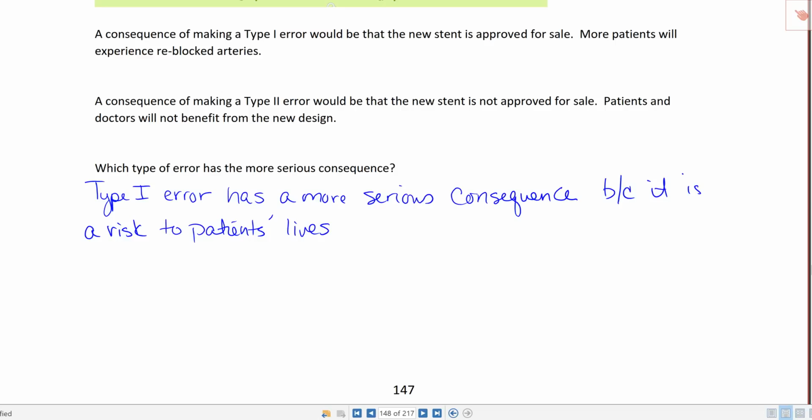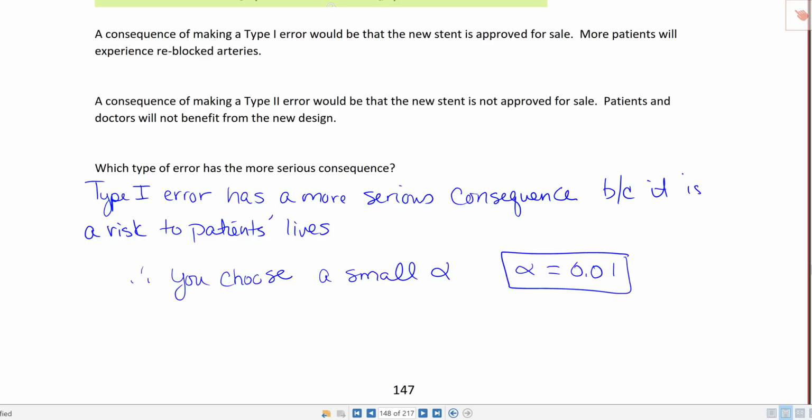So what should you do? Therefore, you should choose a small alpha. And so a small alpha might be something like 0.01 instead of 0.05. Something like that. If a type 2 error had been the more serious consequence, then you would want to choose a larger alpha, something like 0.05 or maybe even 0.1.